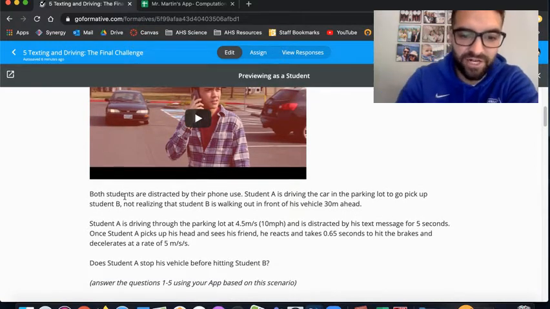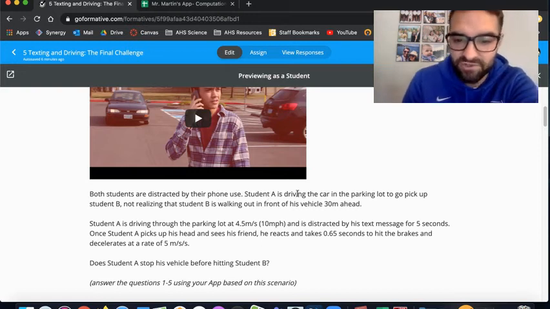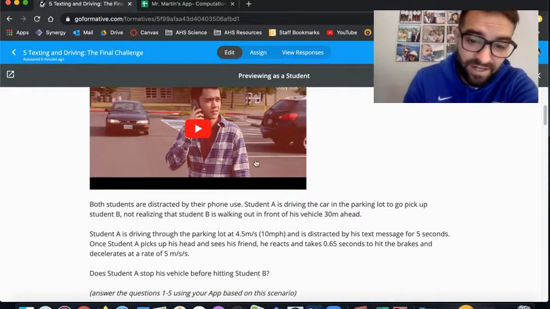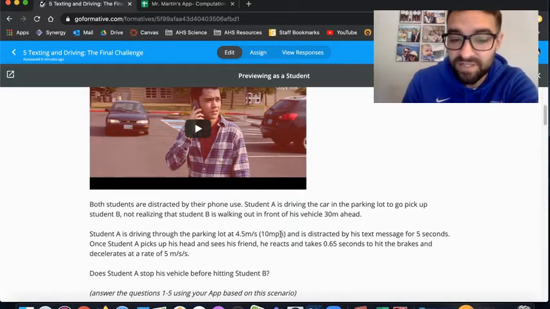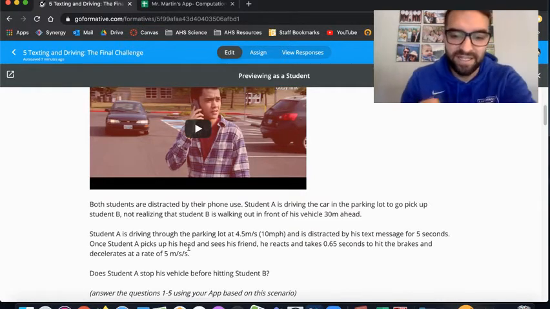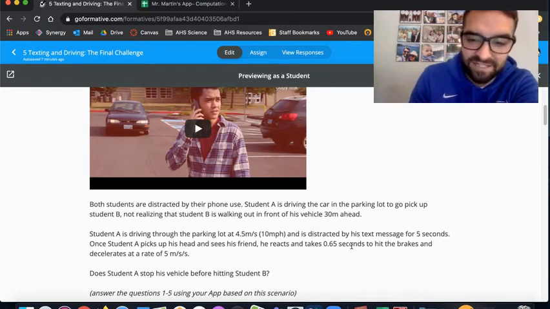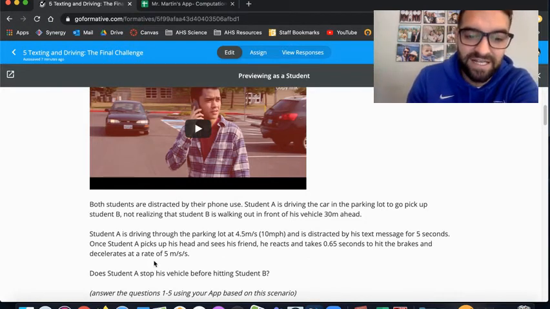Okay, so both students are distracted by their phone use. Student A is driving the car in the parking lot to go pick up student B, not realizing that student B is walking out in front of the vehicle 30 meters ahead. Student A is driving through the parking lot at 4.5 meters per second, which is roughly 10 miles per hour, and is distracted by his text message for 5 seconds. Once student A picks up his head and sees his friend, he reacts and takes 0.65 seconds to hit the brakes and decelerates at a rate of 5 meters per second per second.